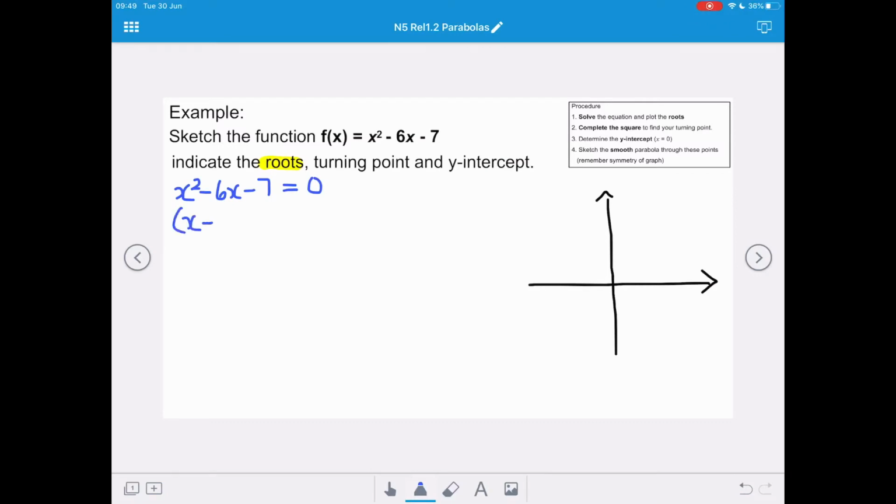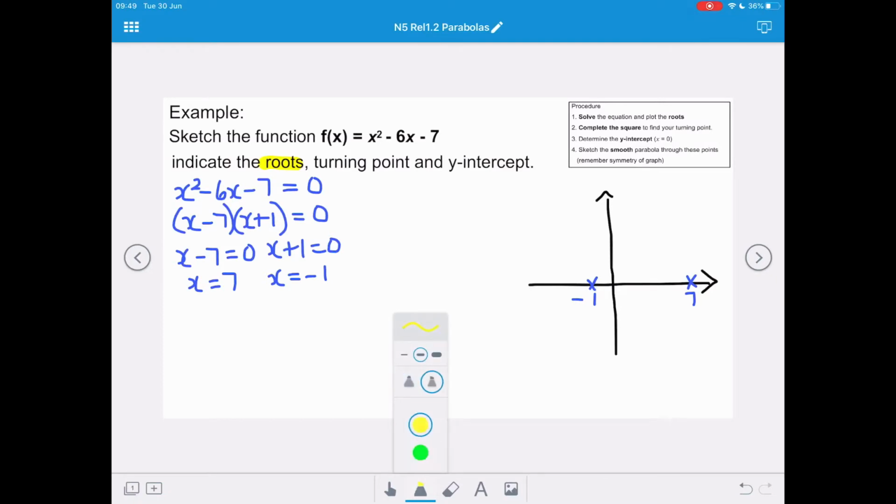So x squared minus 6x minus 7 equals 0. We're going to factorize: (x minus 7)(x plus 1) equals 0. That means x minus 7 equals 0 gives us a root of x equals 7, and x plus 1 equals 0 gives us a root of x equals negative 1, and we're going to plot them onto our Cartesian grid at (7, 0) and (negative 1, 0).